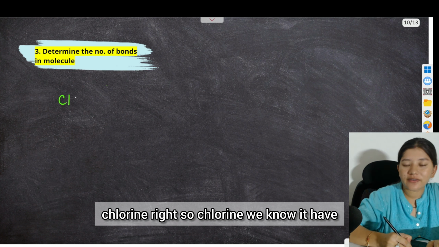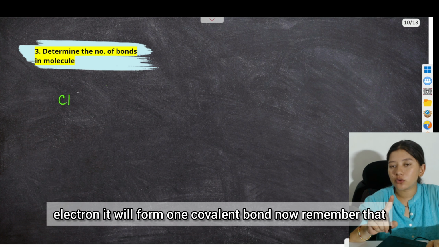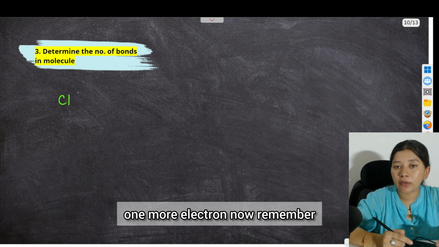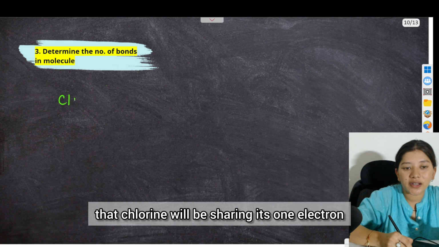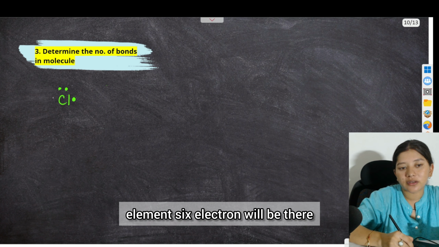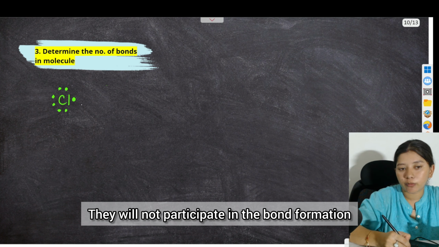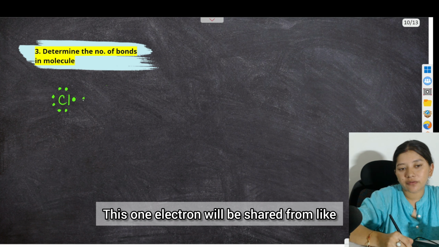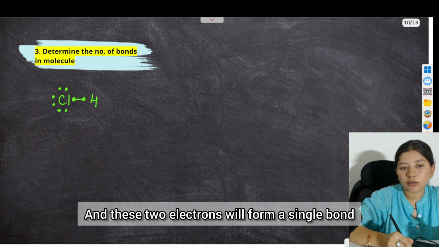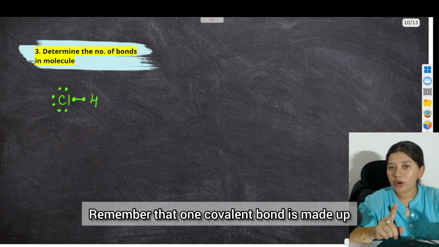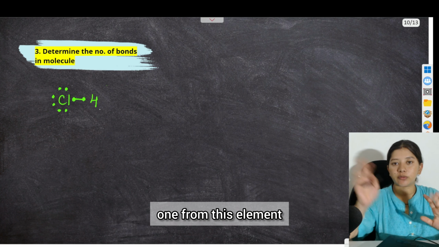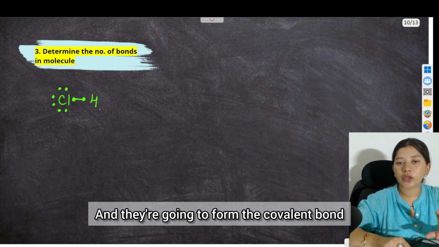So chlorine, we know it has 7 electrons. It means it needs one more electron. It will form one covalent bond. Now remember that chlorine will be sharing its one electron with another element, so the remaining six electrons will not participate in the bond formation. This one electron will be shared with, suppose, hydrogen, right? And these two electrons will form a single bond. Remember that one covalent bond is made up of two electrons, one from each element. It's two different elements, right? And they're going to form the covalent bond.